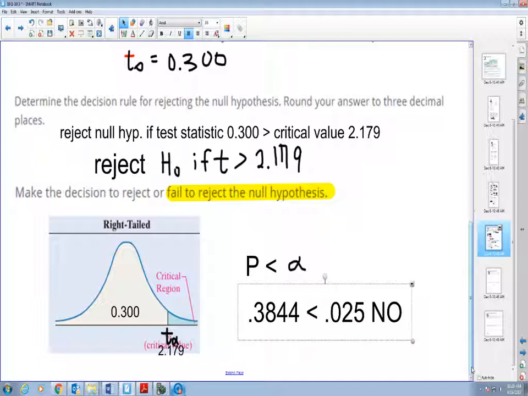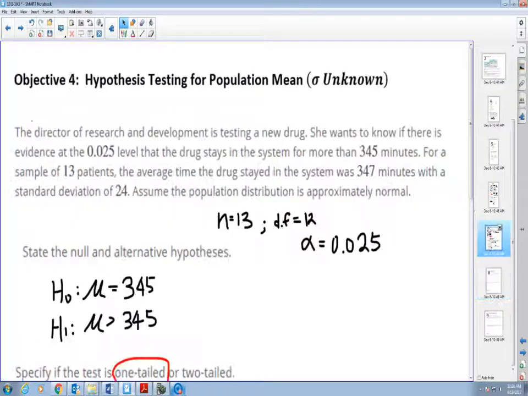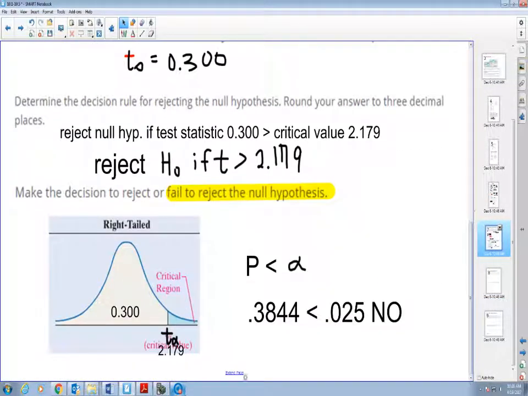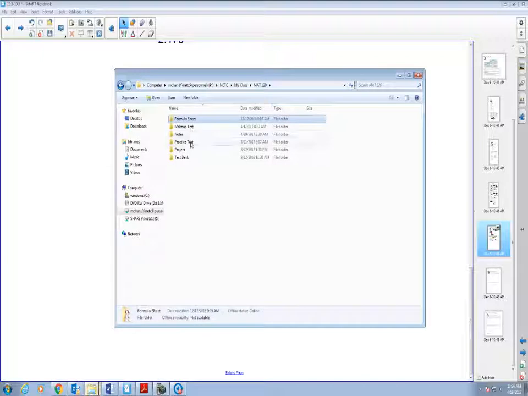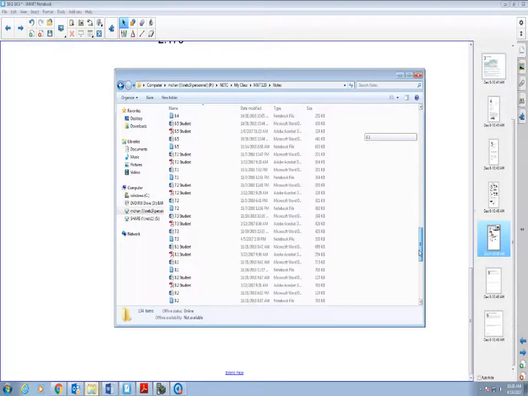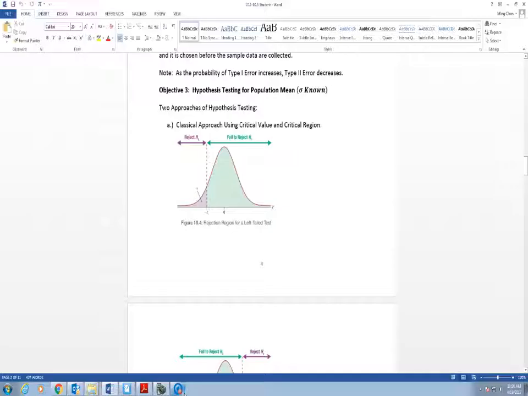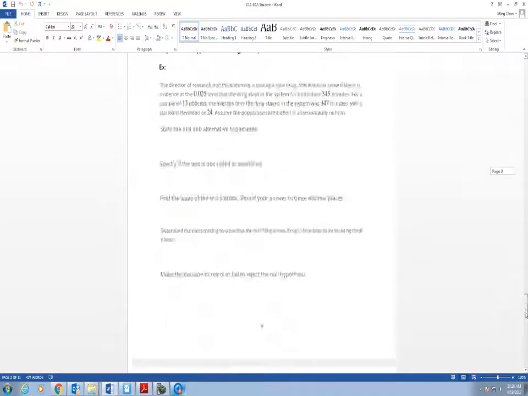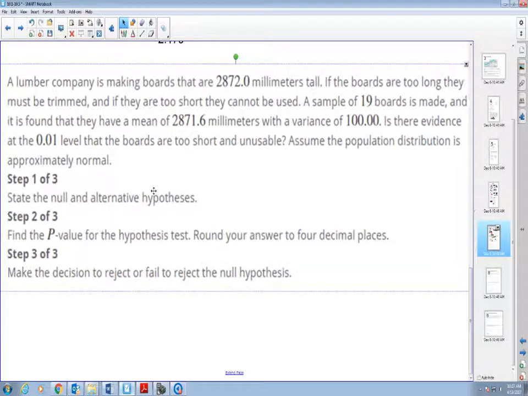Alrighty. Let's try another one. Let's see if there's another one. No, I think there's one in the handout. Let me go to the handout and grab this problem real quick for you. This one right here. See, this will work.